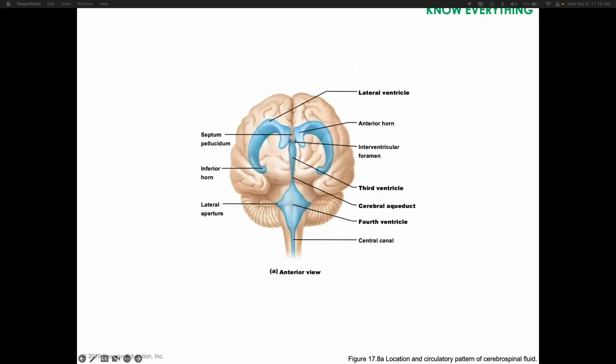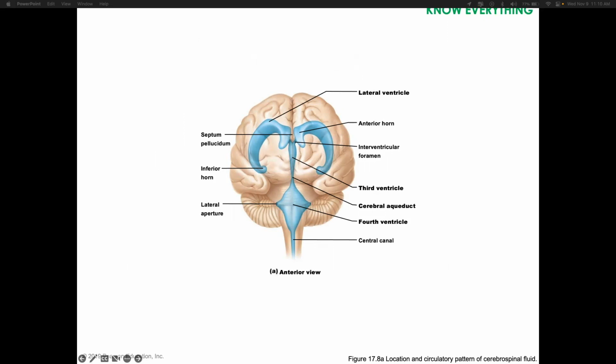Here is an anterior view of the brain. In blue, you can see the ventricles, the different places that the cerebrospinal fluid will flow through. You can see our two lateral ventricles, and below those is the third ventricle. Connecting the lateral ventricles to the third ventricle is the intraventricular foramen.